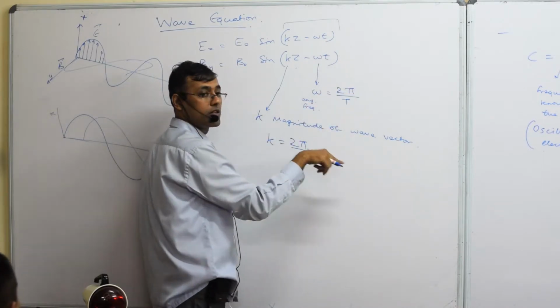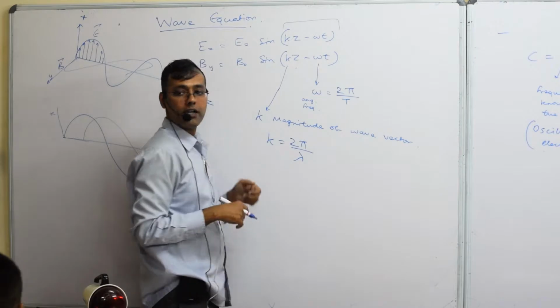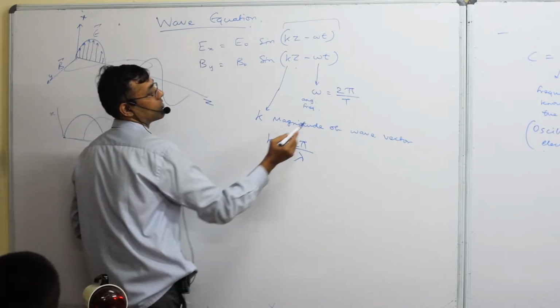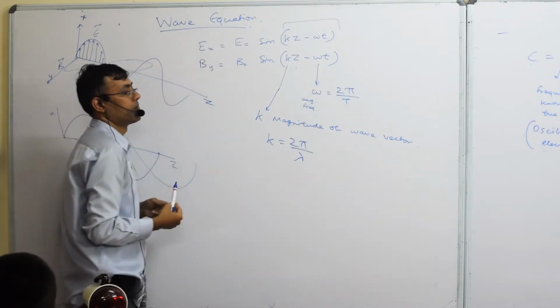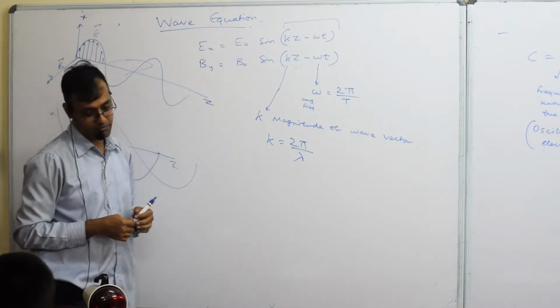If you multiply 2 pi by lambda with position, you will get radians. Are you following? So this is 2 pi by T, this is 2 pi by lambda. This is called the magnitude of the k vector.